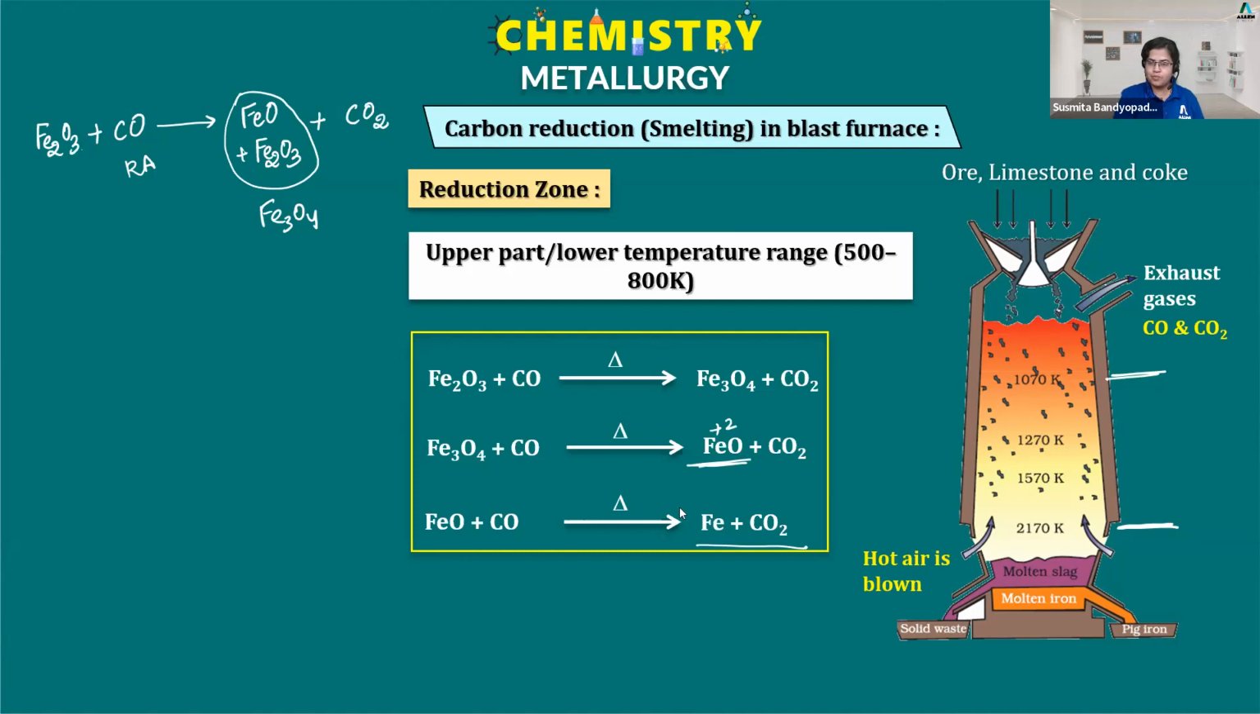Now FeO, which is now there, will be further reduced to Fe in this upper part, the low temperature zone, comparatively the least temperature zone of reduction. So your reduction takes place. FeO is converted into Fe. This is the zone of combustion.